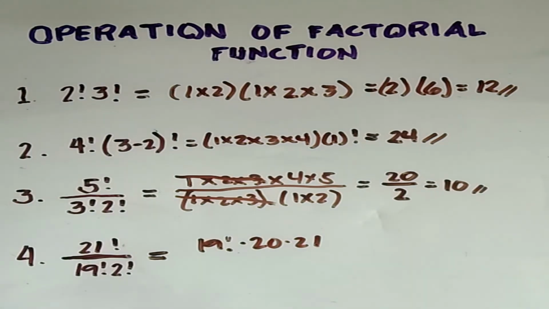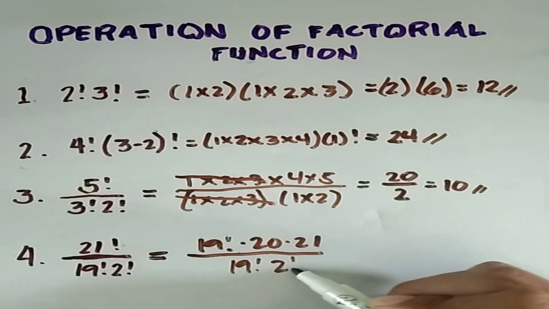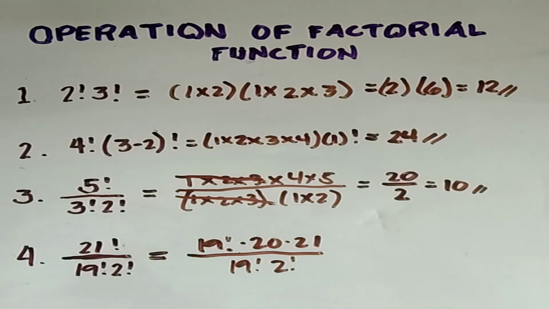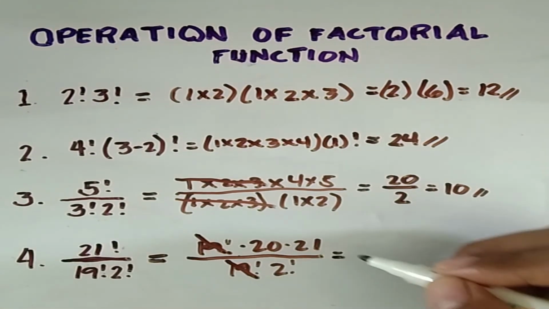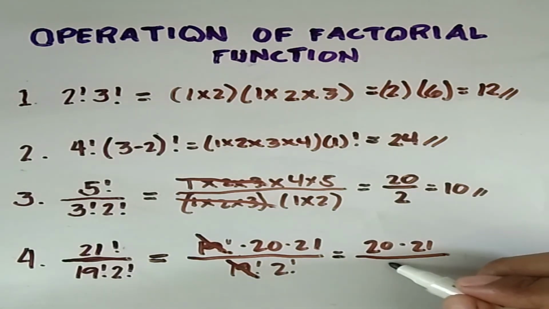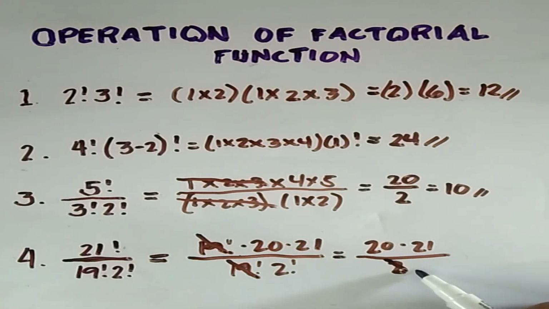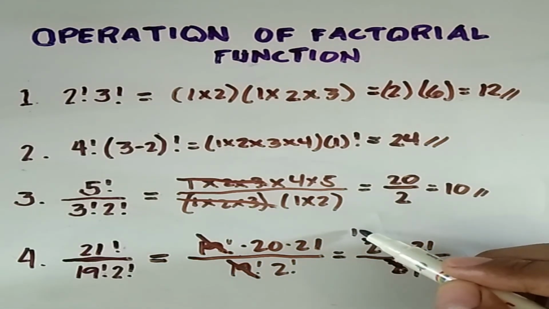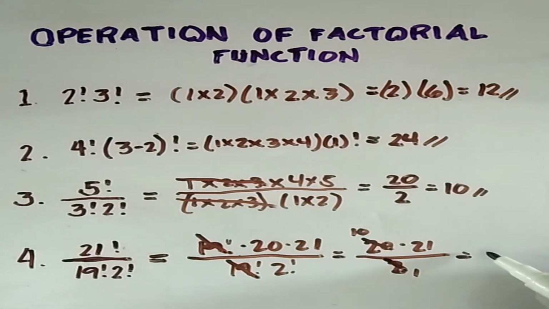So why do we write it in this way? This is because the denominator has 19 factorial and 2 factorial. 19 factorial over 19 factorial, we simply cancel out. So therefore, the remaining is 20 times 21. 2 factorial is just 2. Then, we will divide 20 by 2. 20 divided by 2 is 10. And 10 times 21 is 210.